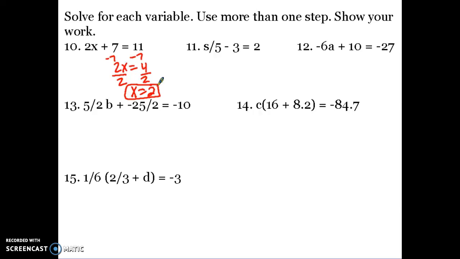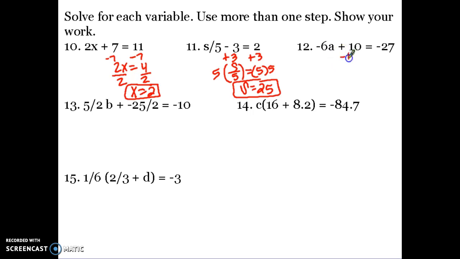For number 11, s divided by 5 minus 3 equals 2. I'm going to add 3 to both sides. S divided by 5 equals 5. Multiply by 5 on both sides. And s equals 25.